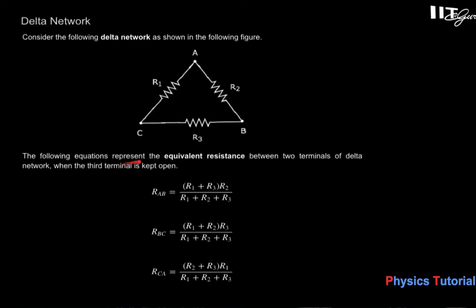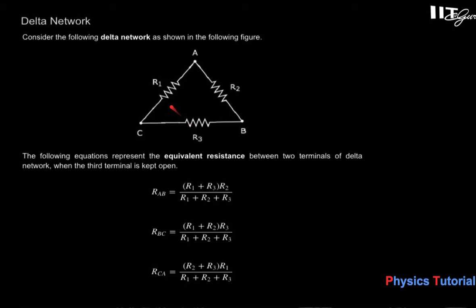The following equation represents the equivalent resistance between two terminals of the delta network when the third terminal is kept open. Let's say we want to find the equivalent resistance between A and B. When the current enters from node A, it distributes into two paths: R2, and R1 then R3, recollecting at point B. So R1 and R3 are in series, and that series combination is parallel to R2.